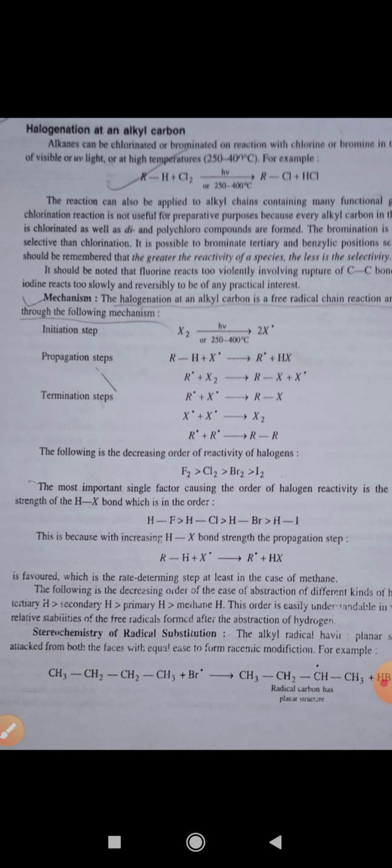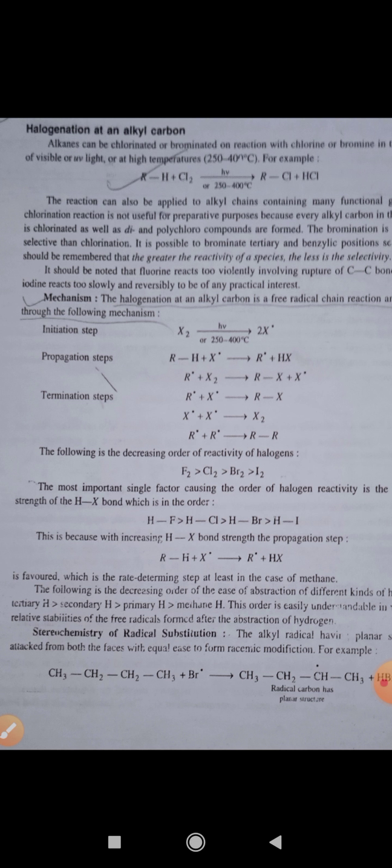In the mechanism of halogenation of an alkyl carbon, the first step is the initiation step, in which the dihalogen, in the presence of sunlight at a high temperature of 250 to 400 degrees Celsius, undergoes homolytic fission to form two free radicals. That means both of the halogens get free and carry one electron.